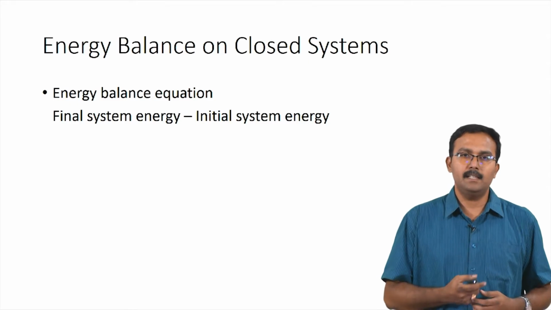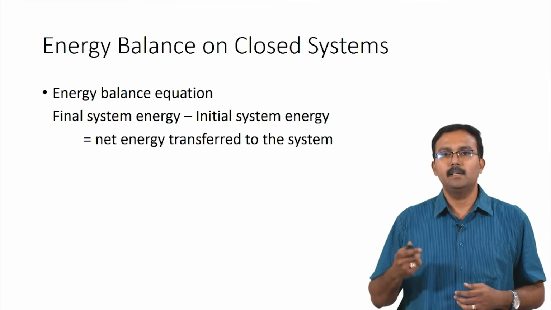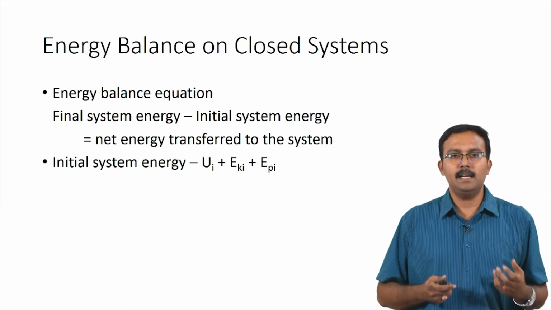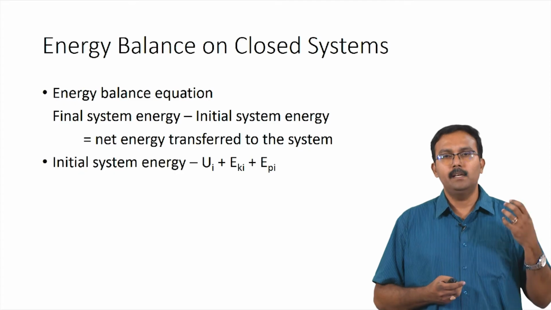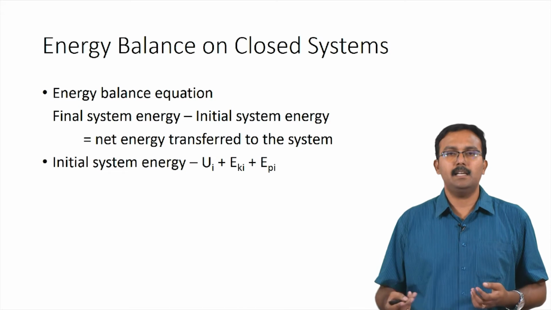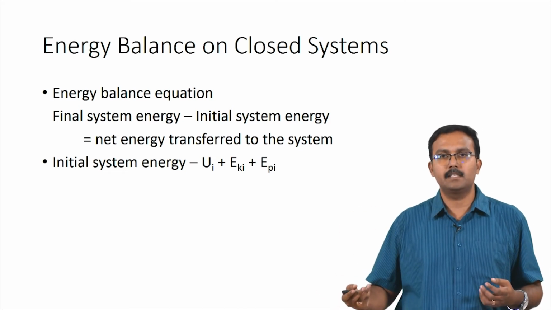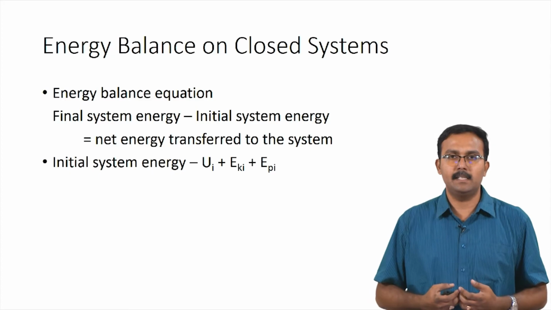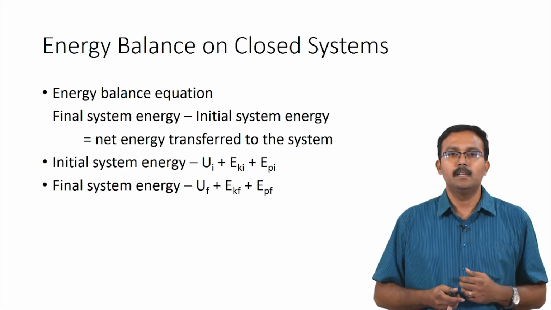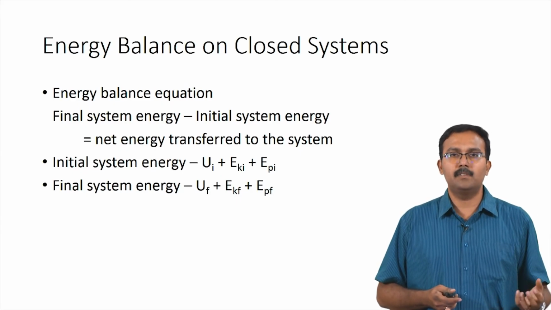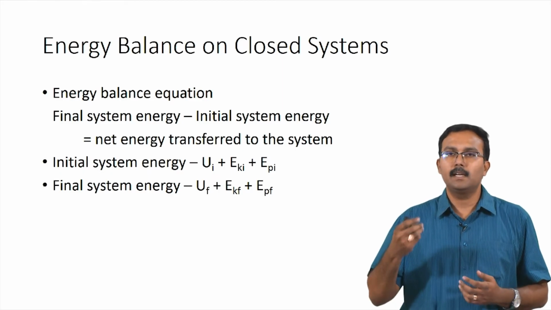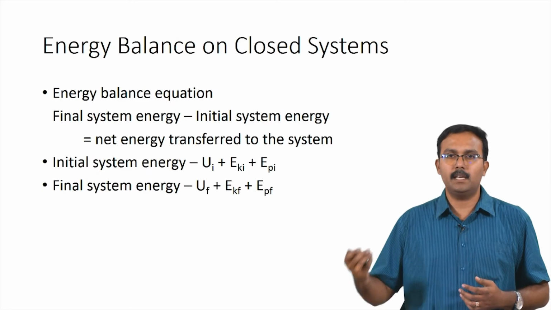You would have final system energy minus initial system energy, giving you the net energy transferred to the system. So, initial energy possessed by the system would be 3 components: internal energy at the initial condition, kinetic energy at the initial condition, and potential energy at the initial condition. The summation of all these 3 energies gives you the total energy possessed by the system at the initial condition. Similarly, the final energies of the system would again be the summation of internal energy at the final condition, kinetic energy at the final condition, and potential energy at the final condition.